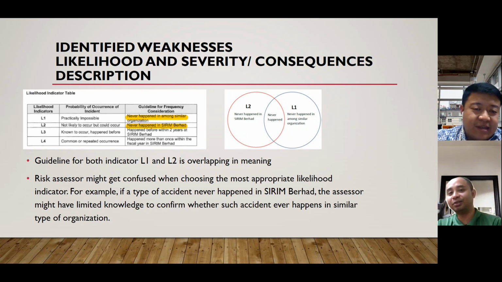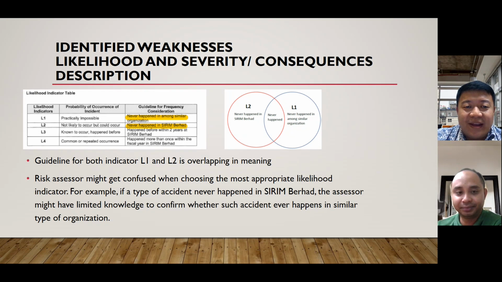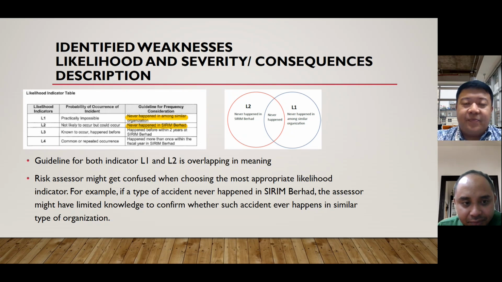For example, if an accident never happened in SIRIM before, and the assessor has limited knowledge to confirm whether such an accident ever happened in another similar type of organization, he might find difficulty to choose which one, L2 or L1. So as you can see in the Venn diagram here, the similarity is, see, never happened. So if it never happened in SIRIM Berhad, he can either choose L1 or L2. This is very subjective depending on the knowledge that person has in the industry.